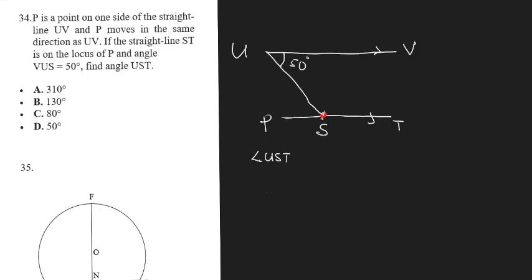So how are we going to do this? Of course, we can first get this angle, angle USP. Why? Because since these are parallel lines, we're going to say angle USP is equal to 50 degrees. Why? Alternate angles are equal, right?